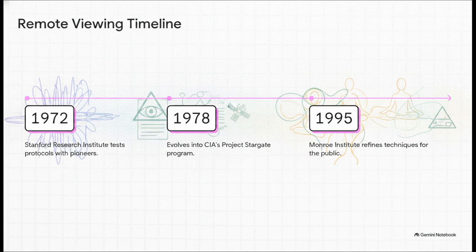And by 1978, this research evolved into highly classified U.S. military and CIA intelligence programs. You've probably heard of the most famous one, Project Stargate. Then, in 1995, after the program was finally declassified, the techniques were brought to the public and refined into the highly accessible modern protocols we use today at the Monroe Institute. So what you're learning today is a skill that was trusted for decades by military intelligence.